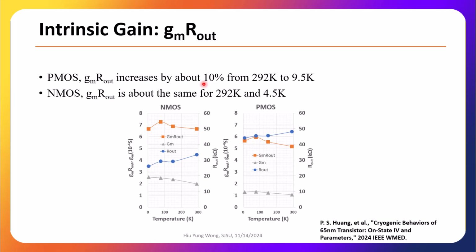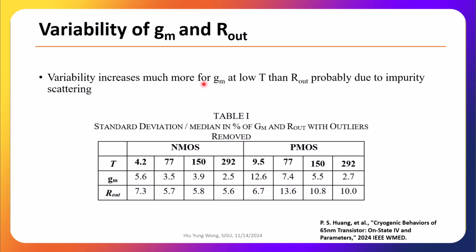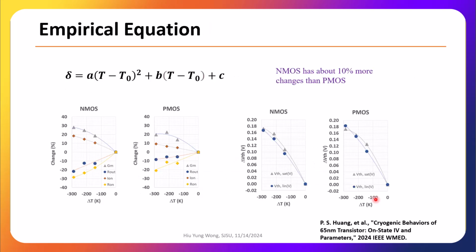And that's why some people just use their design directly at 4 Kelvin and it works well. It's because of this. We also studied the variability. We see more variability when you go to lower temperature, probably due to more impurity scattering. What we're showing here is 65 nanometers, so it is still heavily doped in the channel. Right? We developed some empirical equations to help people gauge how each different parameter, gm, Ion, will change as a function of temperature.